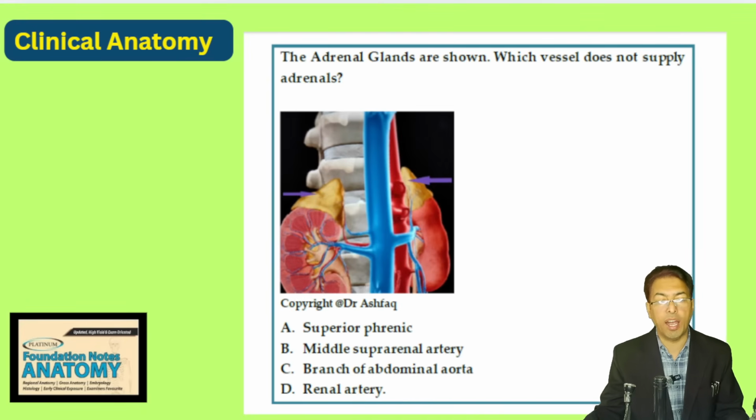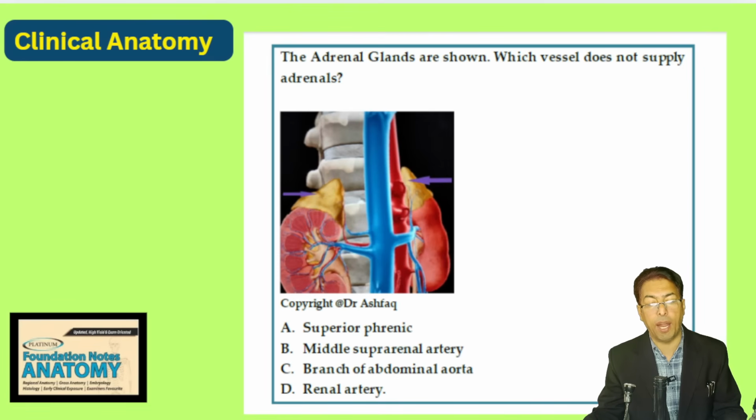Now, as far as the blood supply of adrenal glands is concerned, adrenal glands happen to be very important glands, frequently asked. And as far as the blood supply of adrenals is concerned, you are well aware of the fact that the adrenals have three vessels: superior suprarenal artery, middle suprarenal artery, and inferior suprarenal artery. And they are the branches respectively of the inferior phrenic, abdominal aorta, and renal artery.